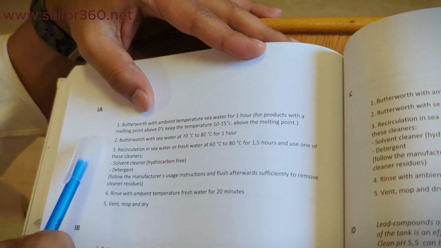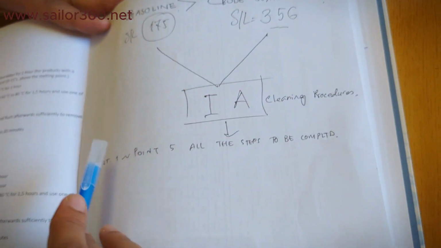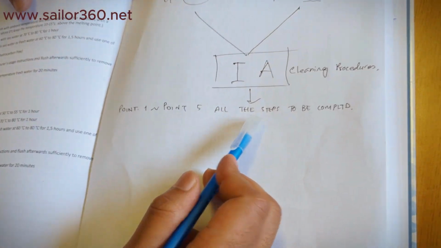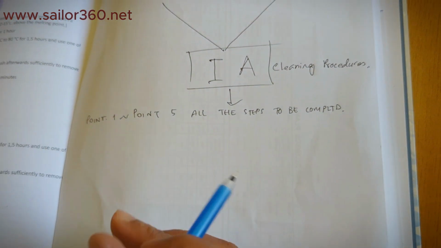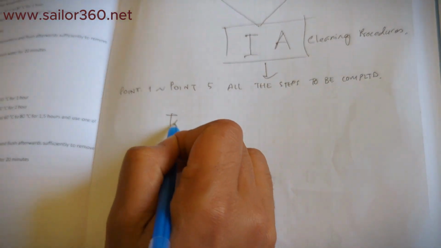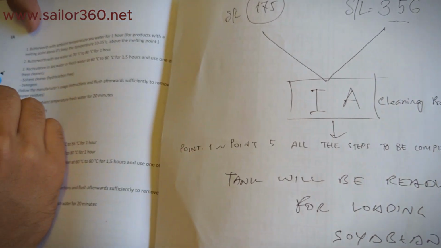And if we explain what is written from point 1 to point 5, all of this you have to follow. Point 1 to point 5, all the steps to be completed, and that's how you can expect that your tank will be ready for loading soybean oil. So let's check it out.